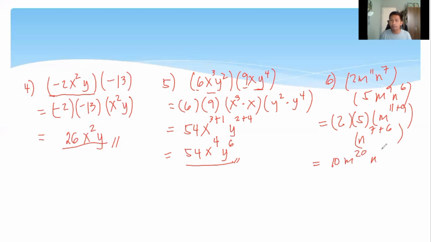And n raised to 7 plus 6, this will give us 13. So our final answer would be 10m raised to 20 n raised to 13. So that's the product when you are to multiply 2 raised to 11 n raised to 7 by 5m raised to 9 n raised to 6. Okay? So that's under multiplying a monomial by another monomial.